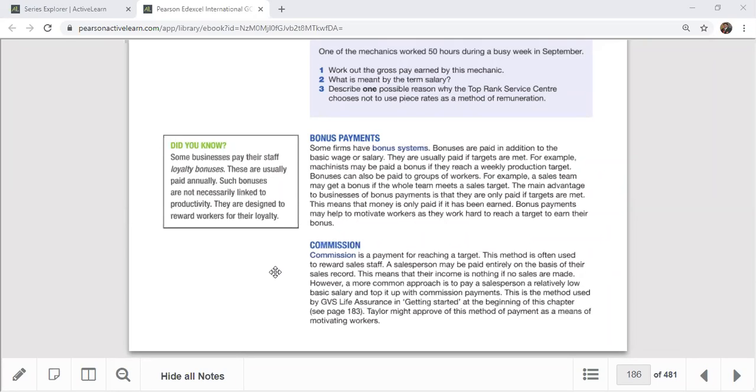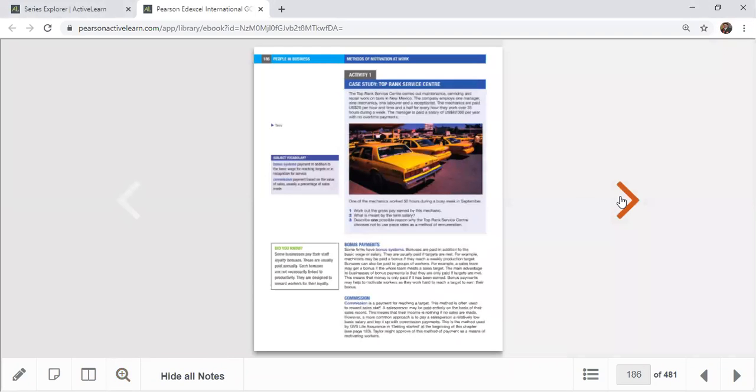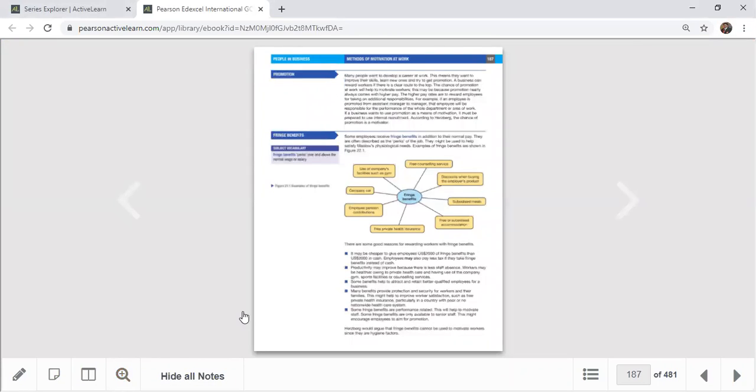So, according to Taylor, right? Remember the theories we talk about: Taylor, Herzberg, and Maslow. And Taylor is the father of scientific management. He approved that this method of payment is a means of motivating workers. So the commission method, Taylor also approved that method because he said people are motivated by money. Therefore, you should give more commission for the sales. If you make more sales, you will be entitled to more commission.